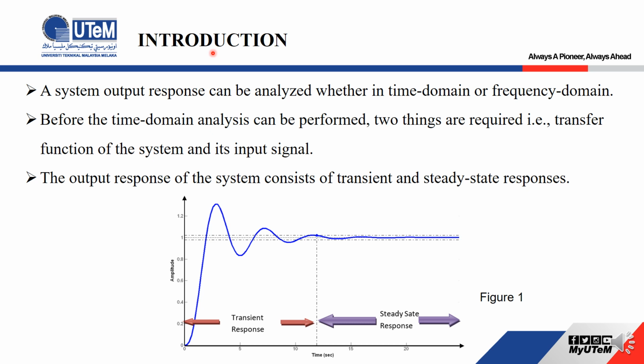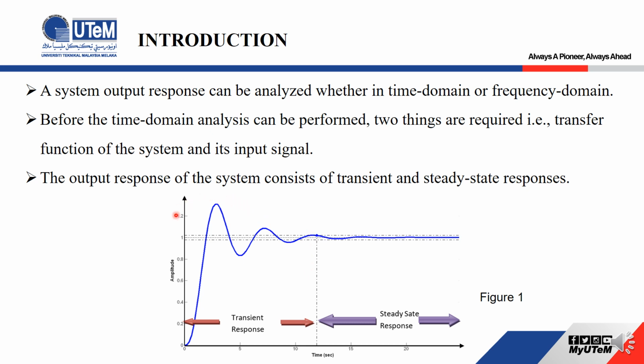Okay, as an introduction, analysis can be done by referring to the output response of the system. So we can check the performance by applying any signal to the system. However, to make it easier to analyze, step input is a right choice to be used. So before the time domain analysis can be performed, two things are required, that are the transfer function of the system and the input signal that we inject to the system. So the output response of the system consists of transient and steady state response. Okay, this part we call transient response and this part we call steady state response.